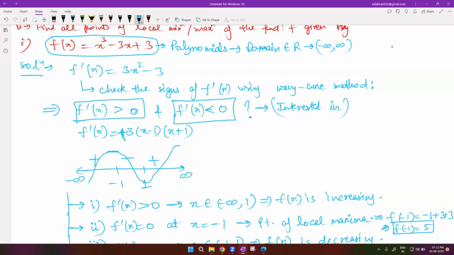In some cases, these points at which your f dash x is 0 may not work as the extreme points that we are looking for. We will also cover those examples, but the general method would be this. We will find out f dash x and we will apply the wavy curve on f dash x. That will clearly give us the picture whether this point is a local maximum or a local minimum or not. The wavy curve will tell us everything.